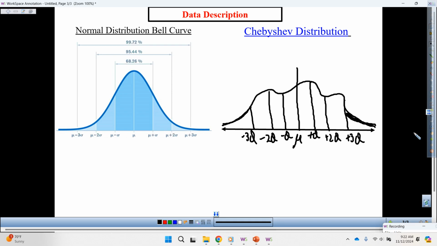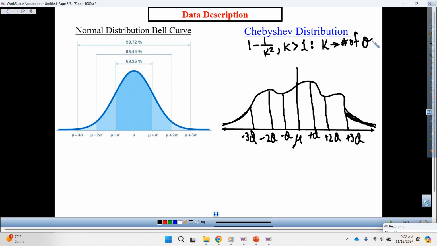So what else did Chebyshev differ? He said, here goes. Look up. Right underneath his name, I want you to write the theorem. Here goes the theorem. He said, the theorem goes as follows. 1 minus 1 over k squared. Bless you. 1 minus 1 over k squared, comma, where k has to be greater than 1. Okay? But let's figure out what k is. So put such that k is the number of standard deviations.